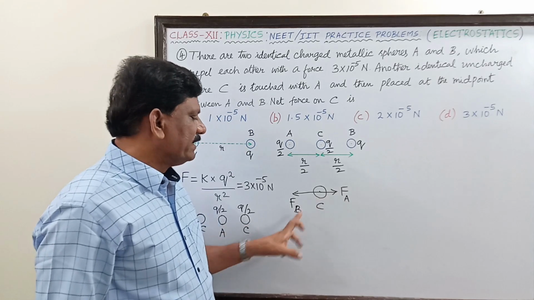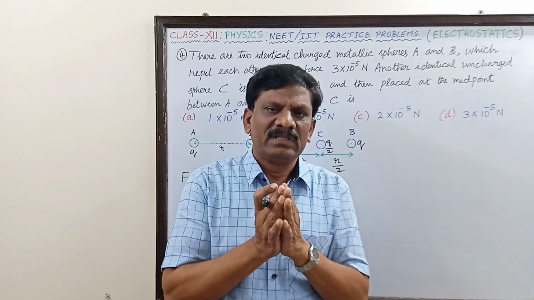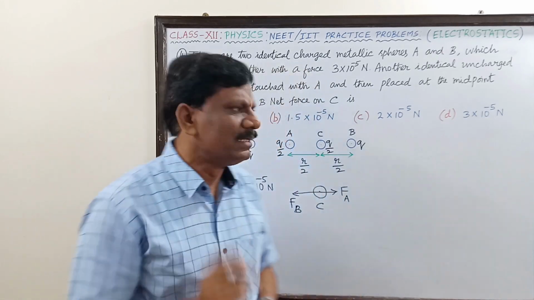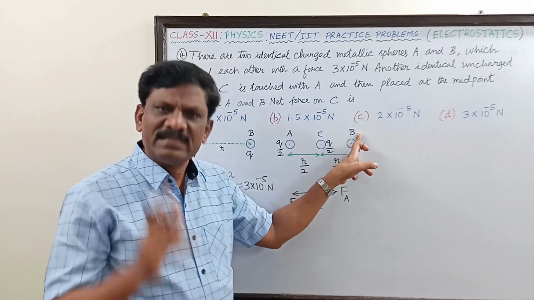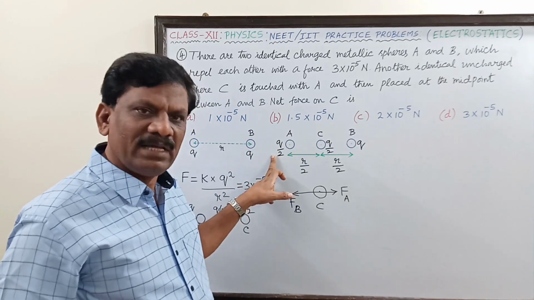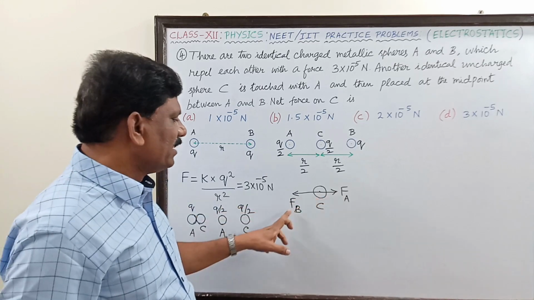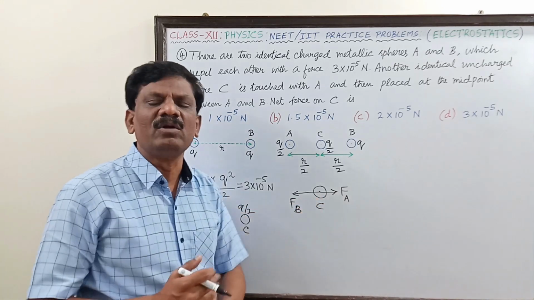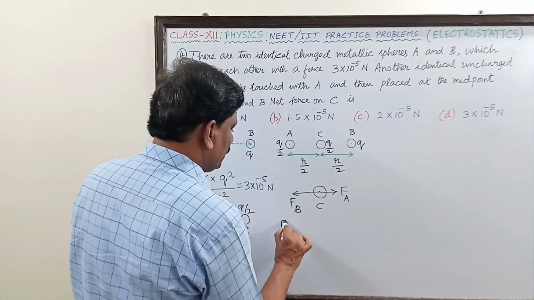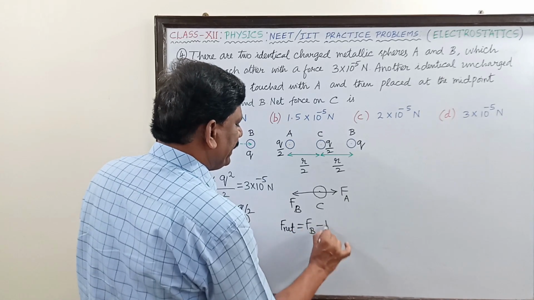Now these two forces FA and FB are acting on the sphere C. They are not equal. They cannot be equal. Why? Because the quantity of charge in the sphere B is greater than the quantity of charge residing over the sphere A. Therefore, FB is greater than FA. So the net force acting on C must be equal to FB minus FA. F net must be equal to FB minus FA.